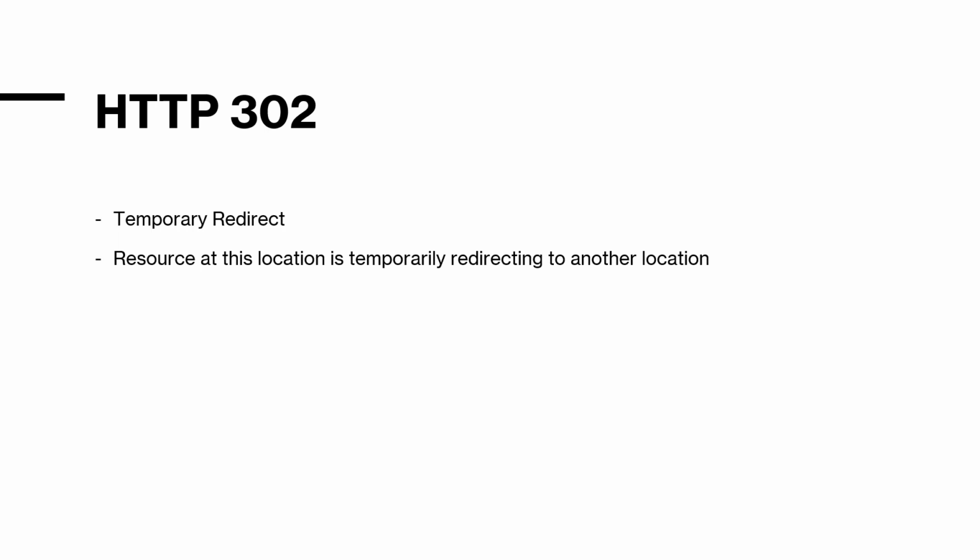302 is a temporary redirect. Basically, it's as it sounds, similar to a permanent one, except that it's only a temporary redirection. It doesn't exist there forever, but it's not here currently, might be back later, it's a temporary thing.